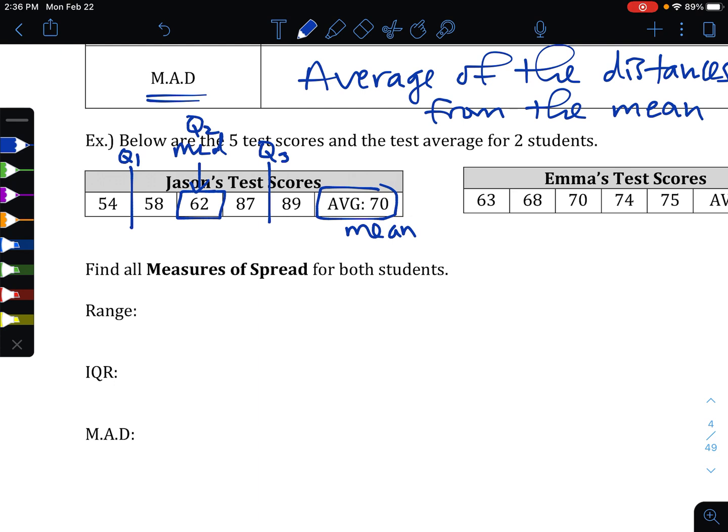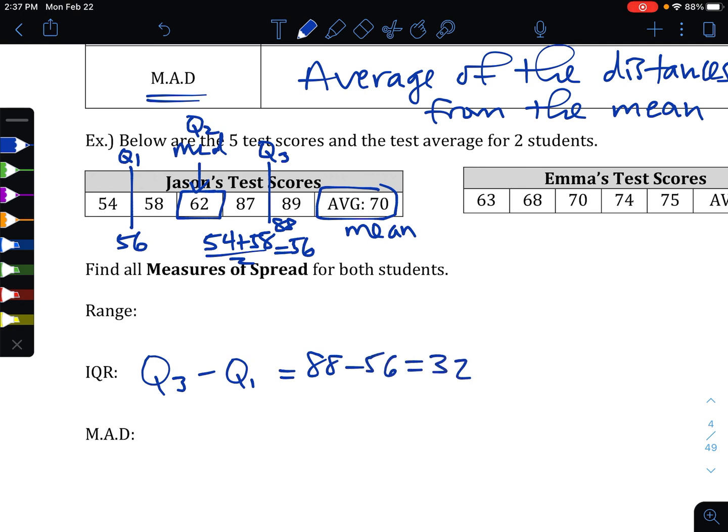Okay, so there's 3 cuts here that we're making to make it into 4 equal pieces. So in between 54 and 58 is quartile 1. If you just average those 2, you'll get what that quartile 1 is. And if you do that, you get 56. That's Q1. And then in between 87 and 89, well, that one's just 88 for quartile 3. So for the IQR, that's again Q3 minus Q1. That's the 88 minus 56, which is just 32. That's how spread out the middle 50% of the data is. The range is the biggest minus the smallest, which is just 35.